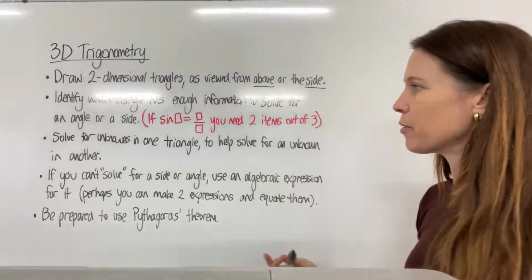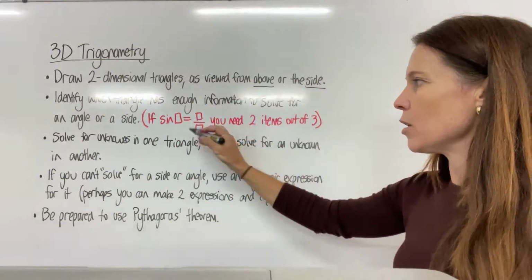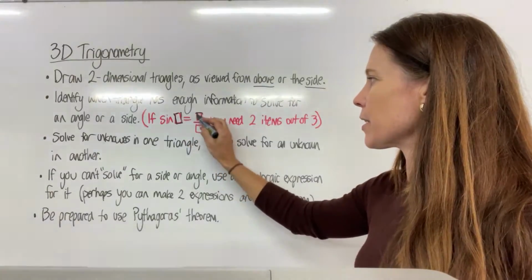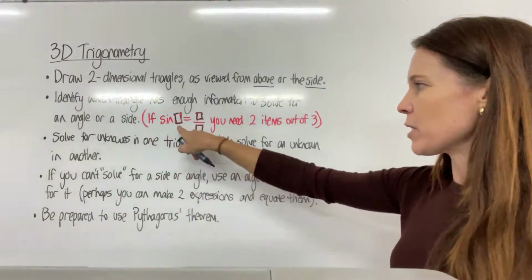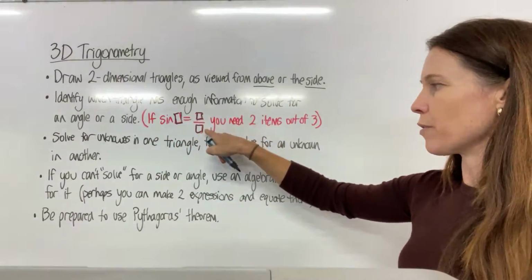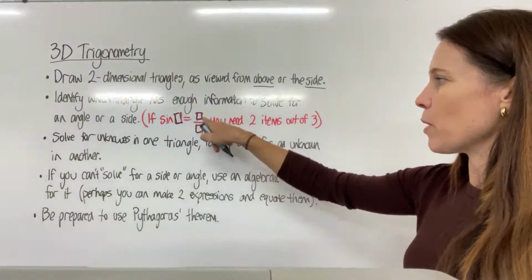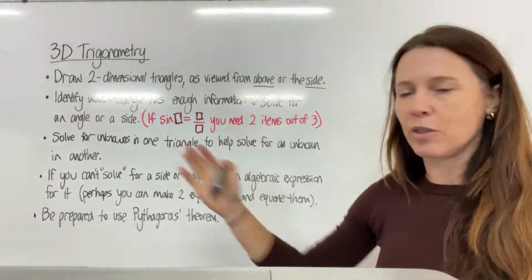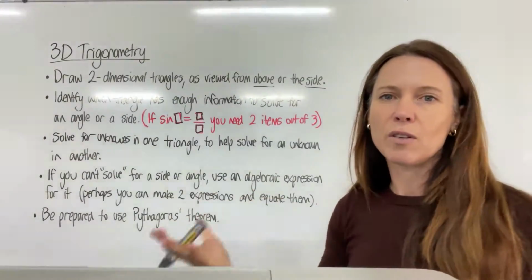Now, remember that if we're saying the sine of some angle is equal to something over something, we've got basically three unknowns here. This could be sine, cos, or tan that we're dealing with, but we've always got an angle and two different sides. If we're looking for the angle, we'll know both of those sides. If we're looking for one of the sides, we'll know the other side and we'll know the angle. So make sure you have two items out of three. If you do, you can solve for that unknown thing.